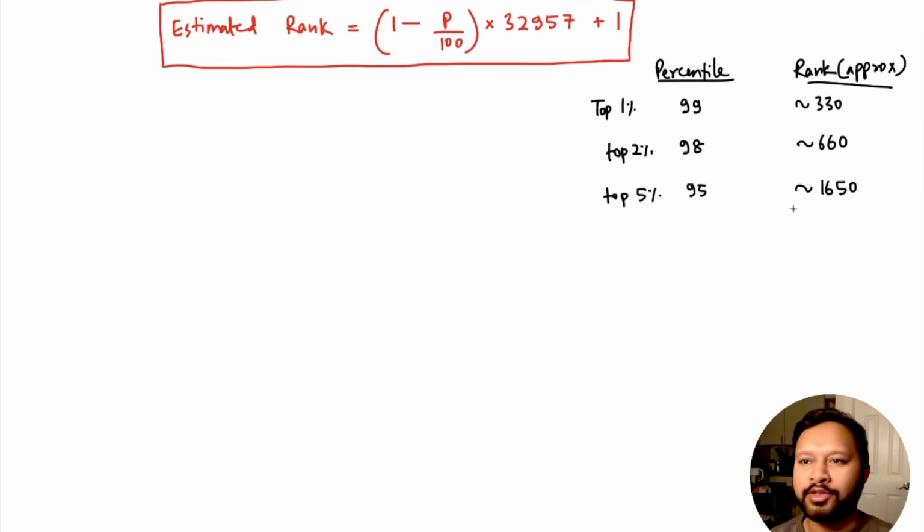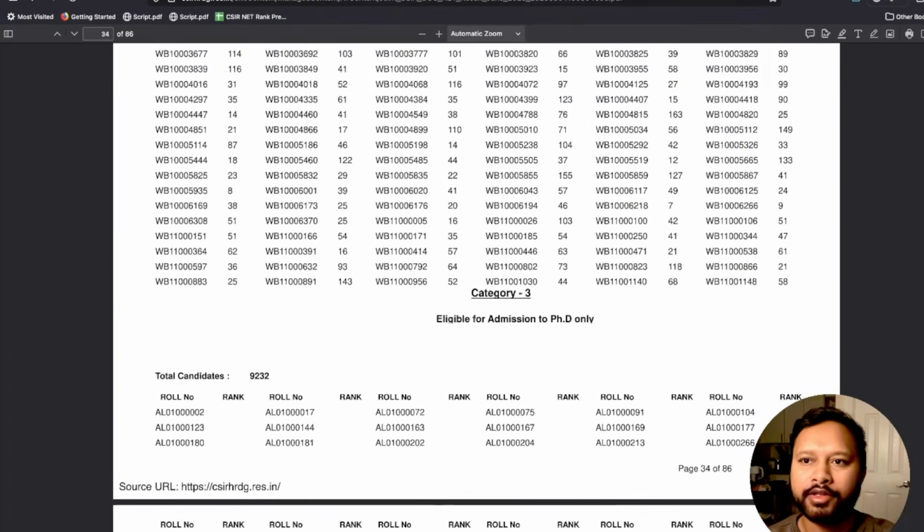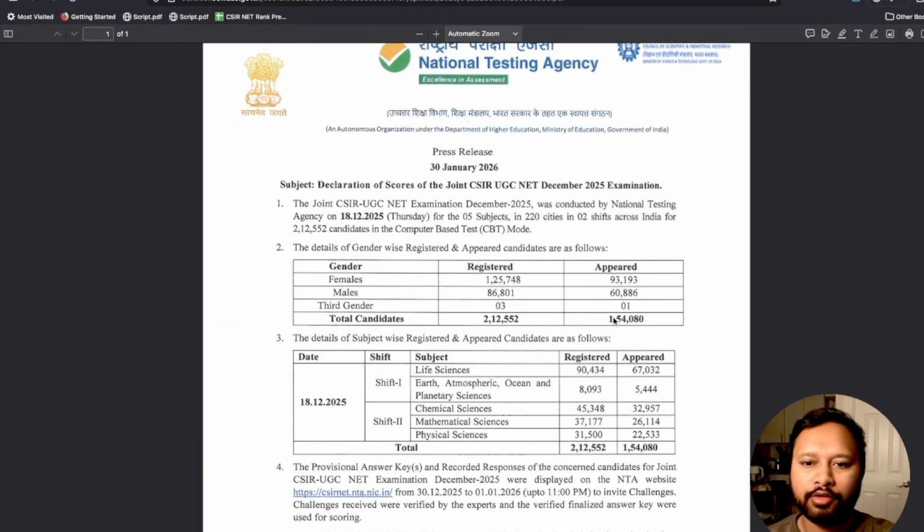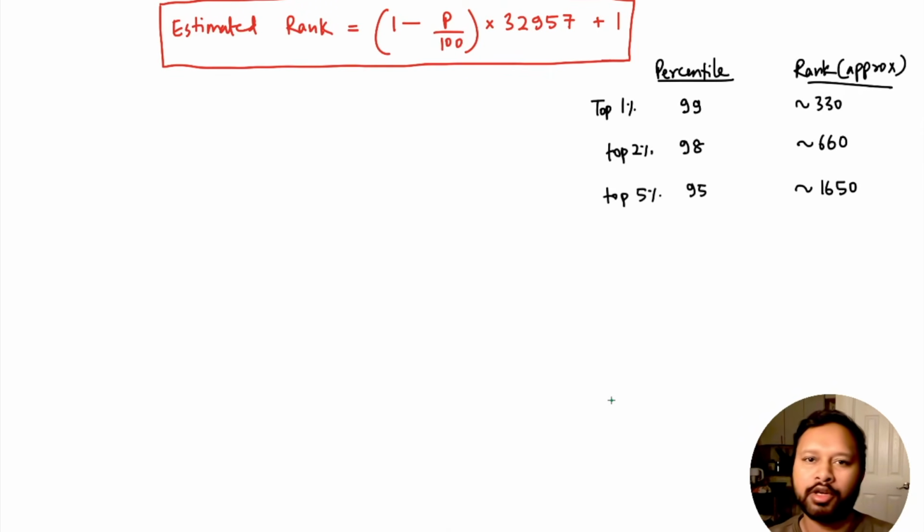So that's why I have done some data analysis for this. I'm just giving you a range, a lower cap and an upper cap, based on that. If you see last year's number of candidates who appeared, around 22% of the total candidates were for chemistry. In total, 1,54,080 students appeared, out of which 32,000 appeared for chemistry. So it becomes around 22%.